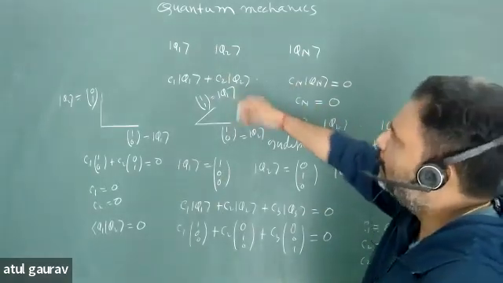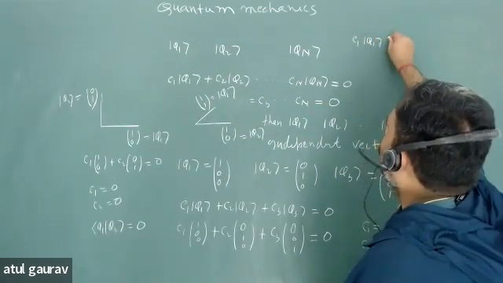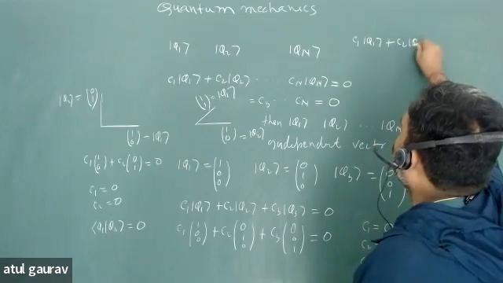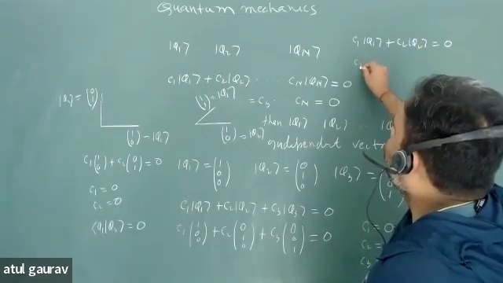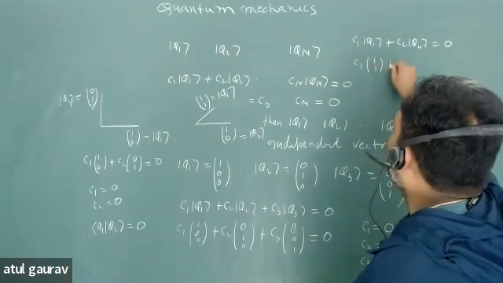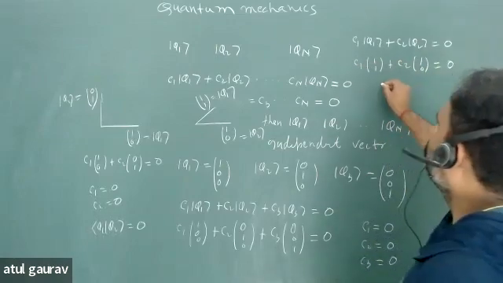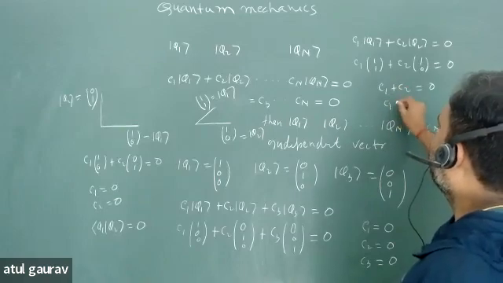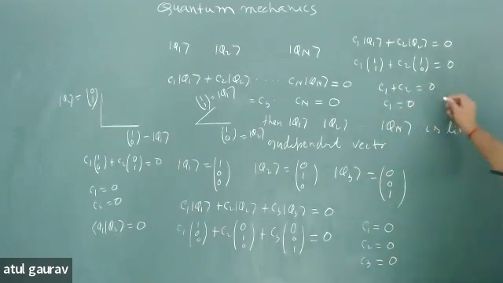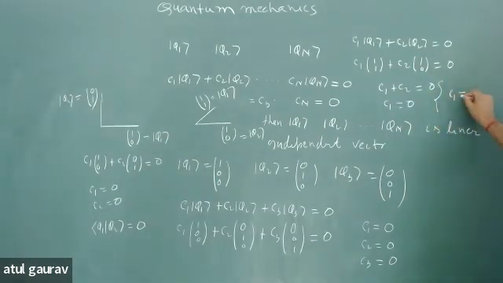First, we will check whether they are linearly independent or not. So you have C1 phi 1 plus C2 phi 2 must be equal to 0. And then you can write C1 (1, 1) plus C2 (1, 0) must be equal to 0. So you have C1 plus C2 must be equal to 0, and C1 is equal to 0. If you solve these two equations simultaneously, then C1 is equal to 0, C2 is equal to 0.